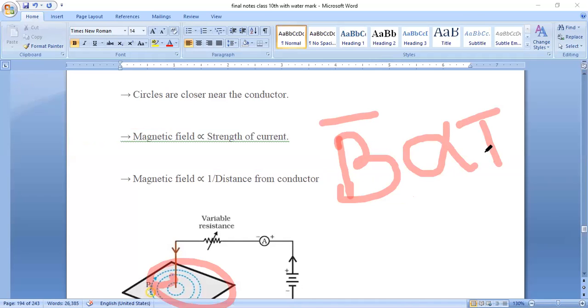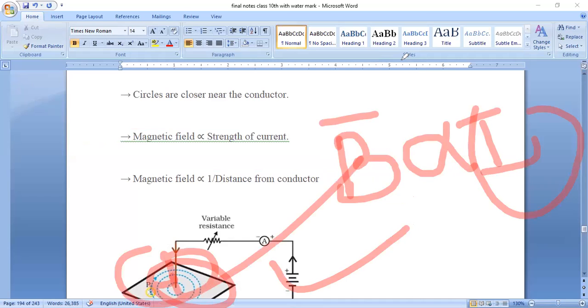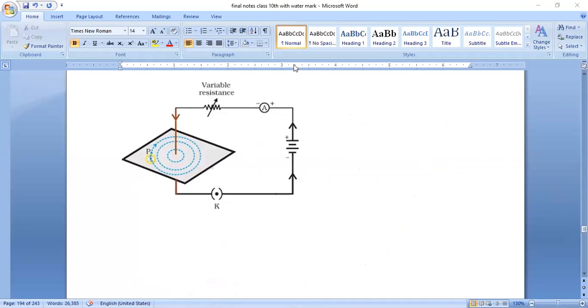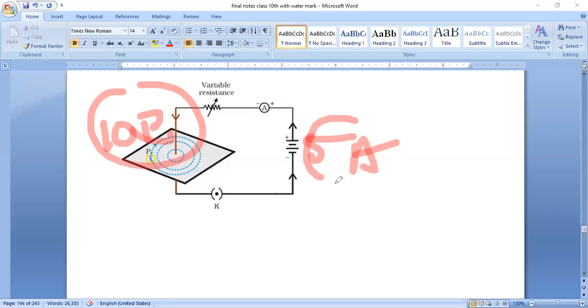Directly proportional to strength of current. If current is more, then magnetic field is more. Getting my point? Understood or not, Santoshi, Archita? Yes, sir. So if you are applying 5 ampere of current, then say 10 B of magnetic field is produced.